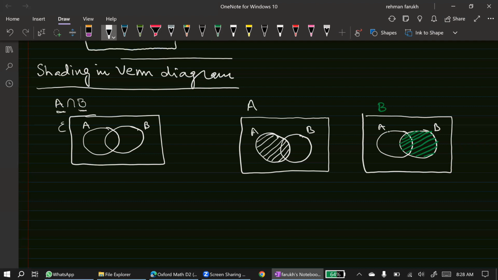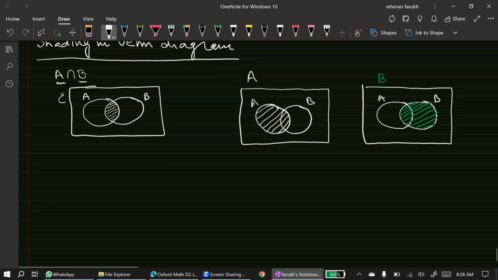Now can you identify the region shaded in both the diagrams? The middle one, the overlapping portion. Yes. So this one is the intersection portion, and this one is the region A intersection B.